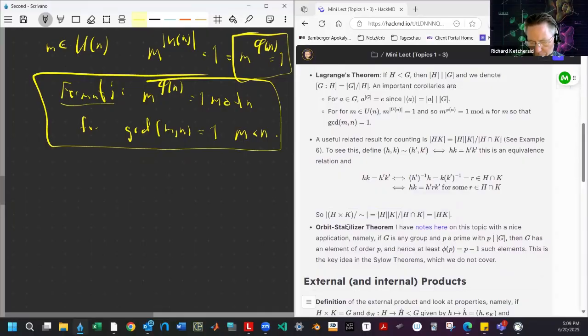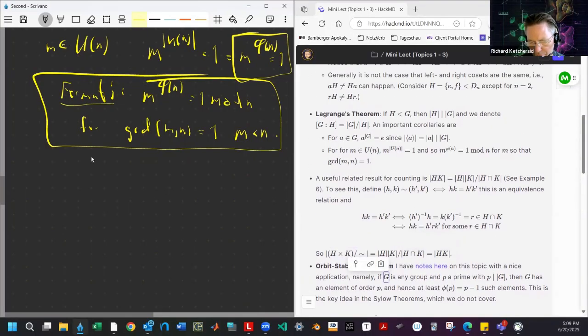Let's see. I mentioned here the orbit stabilizer theorem. I'm going to have a different video on that sort of thing. And there's one last thing here, which is not really related to cosets and Lagrange's theorem, but it's a useful fact.